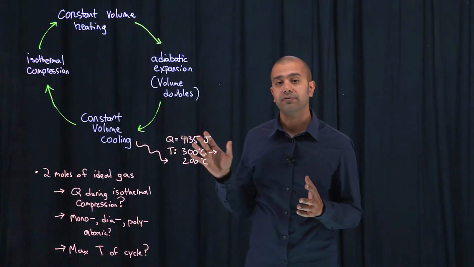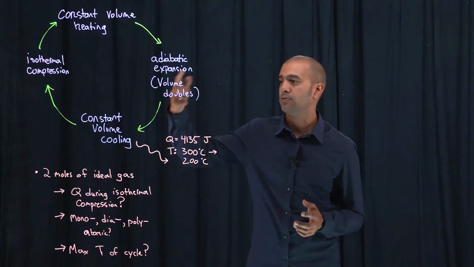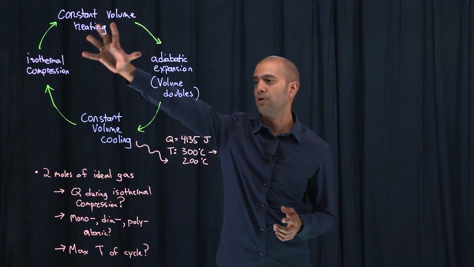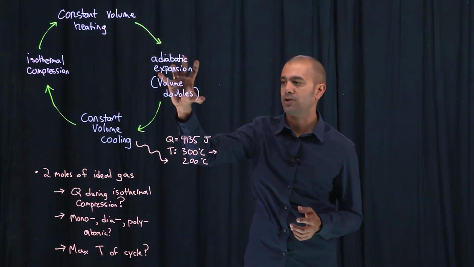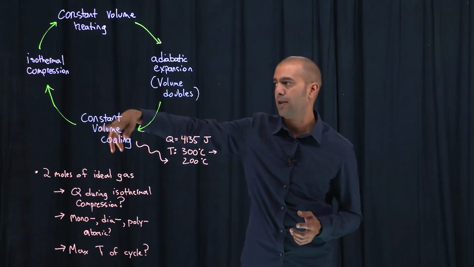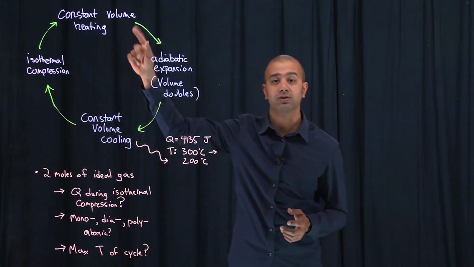So in this problem, we have 2 moles of an ideal gas that's taken through a continuing cycle. It starts out with a heating at constant volume, then there's an adiabatic expansion in which its volume doubles. Next, it's cooled down at constant volume, and then it goes through an isothermal compression back to its original state.